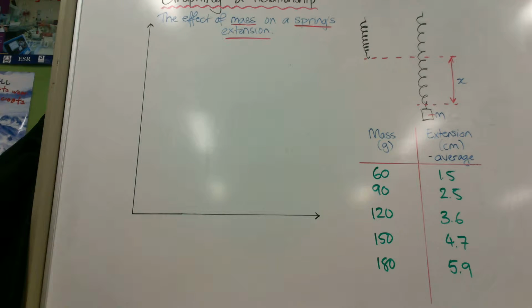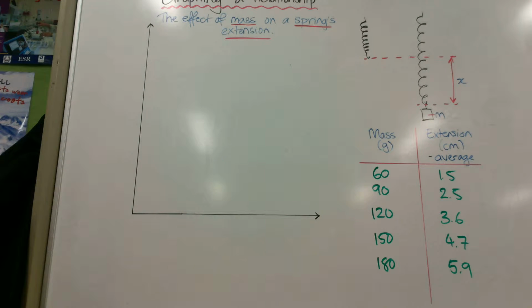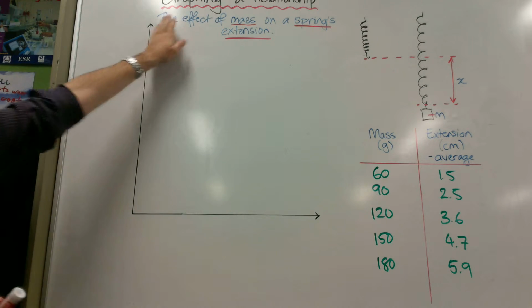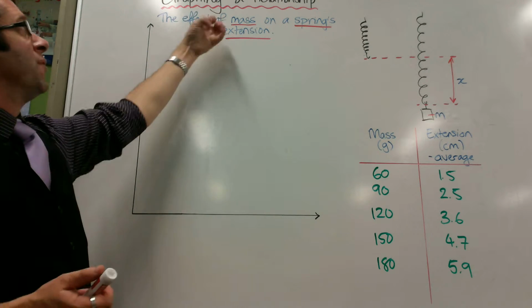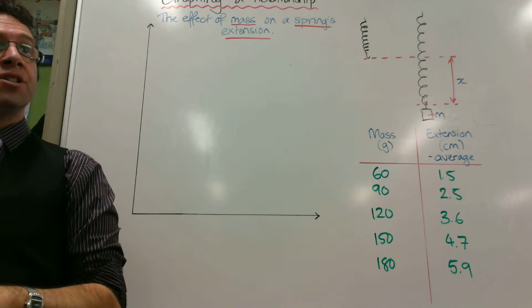For this one, it's a little bit different. So the things I've underlined in red are the only things that you actually really need to change when you're thinking about, how do I write a title? Just have this method. The effect of something on something else. And then you've got a good title.